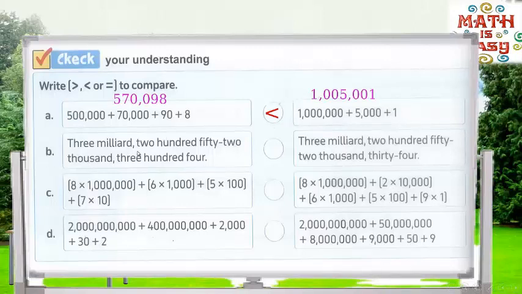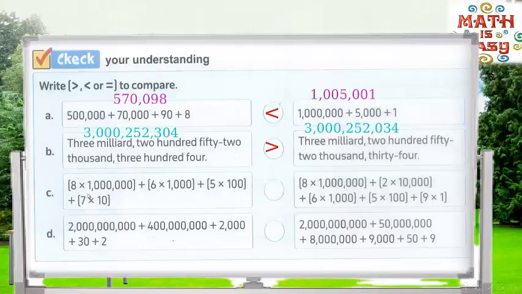B, 3,252,304. Write the number in standard form. Next number, 3,252,034. They are the same up to here. Here we have 304, but here we have 34. Which one is more? Yes, this number is more. The first number is bigger than, or more than, the second number.